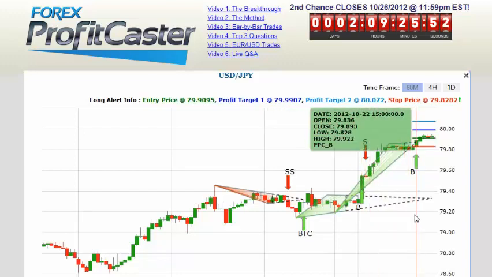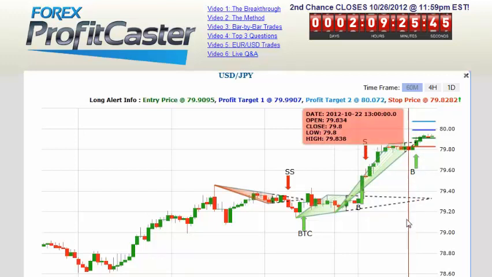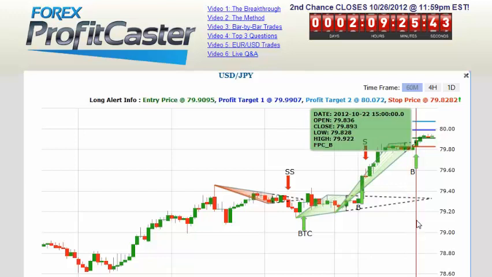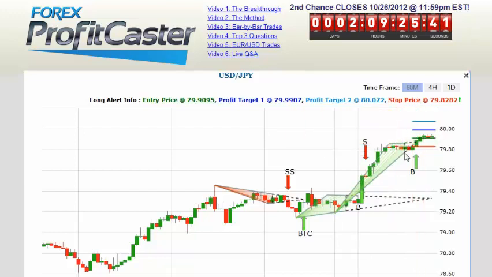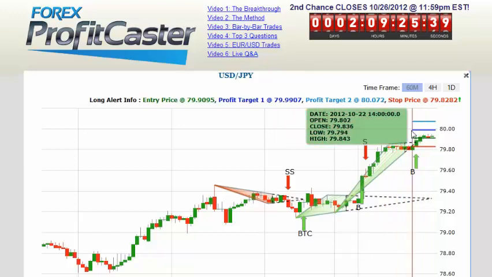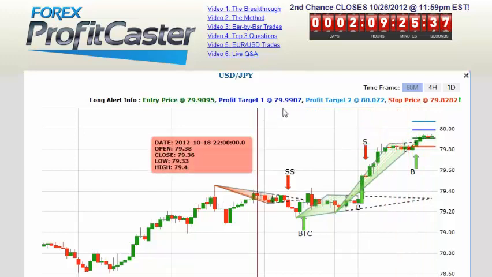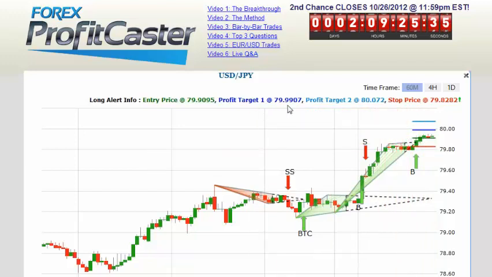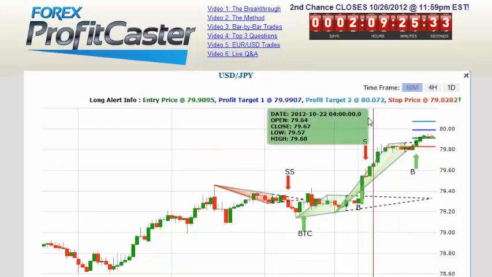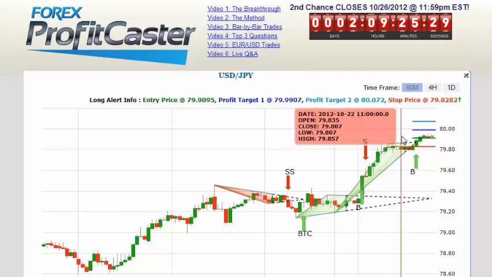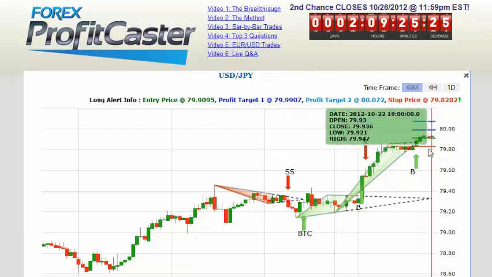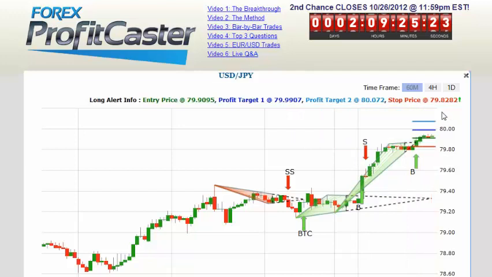And then we've got just recently here at 1500 hours or 3 p.m. Eastern, a buy entry. This is an active long trade. And you can see the first profit target is at the dark blue line, or 79.99 on a limit order. Second profit target at 80.07 on a limit order, because we want to scale out of these trades in 2 steps. And then here's our initial stop at 79.83.